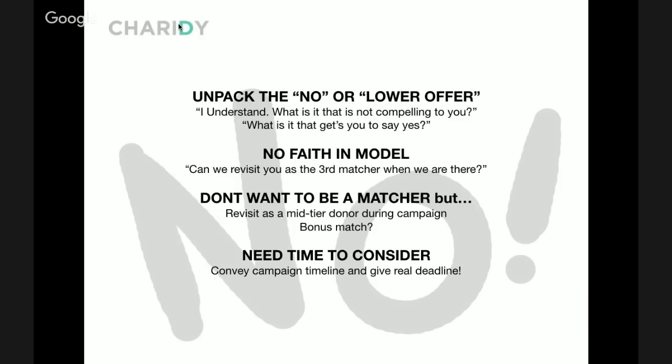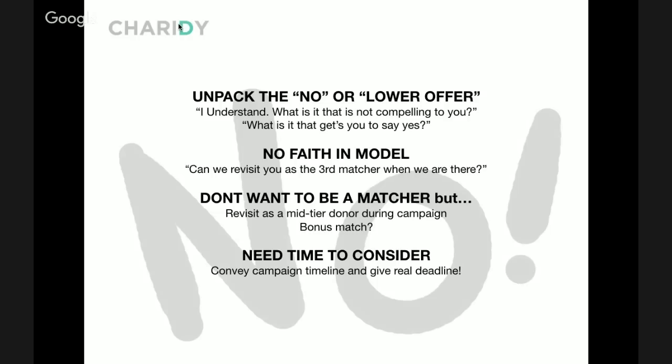When someone says no, it might be an absolute no. It might be the amount may not work for them. So you might come to them and say, lower offer, maybe I'll be part of a consortium. I may not give you $50,000, but if you get me and 2 other people or 1 other person to be one of the matchers, I would do that. They might not be confident with Charidy as the campaign model. So come back to them and say, once we have other matchers, or they'll be a mid-tier level donor instead of a matcher, or maybe they'll come in on a bigger level as a bonus matcher.